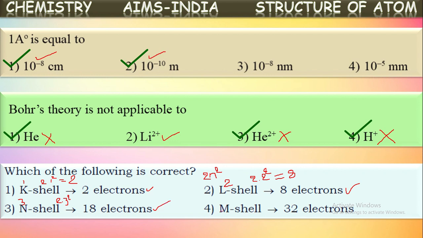And the N shell is the fourth shell. So in the place of n, we have to substitute 4. It becomes 2 into 4 square. 4 square means 16. 16 into 2, 32. So the fourth shell can accommodate a maximum of 32 electrons. So these 4 are correct statements, isn't it? Now the correct answer will be all of these.